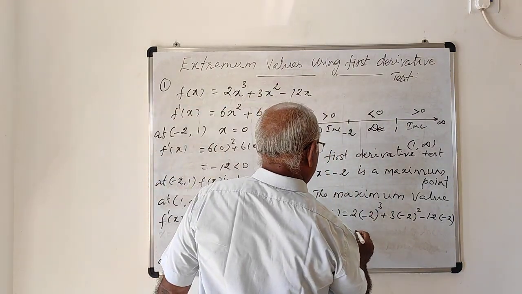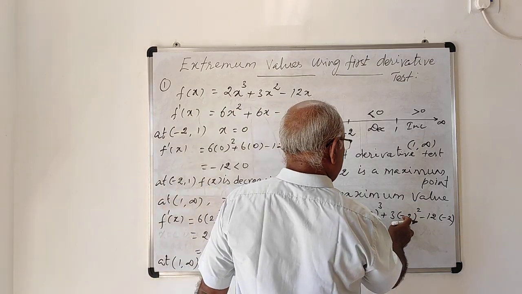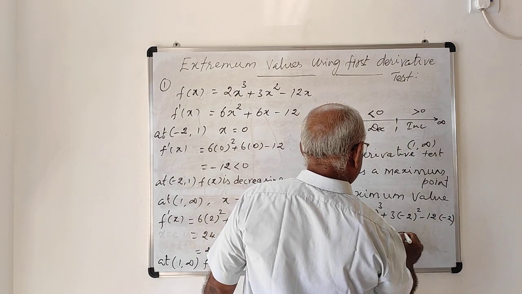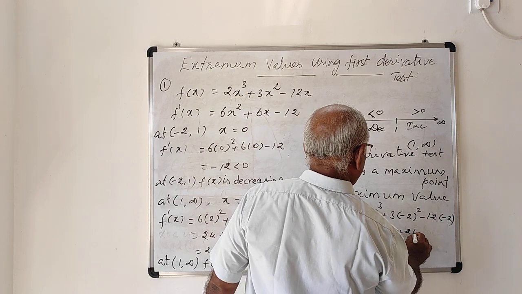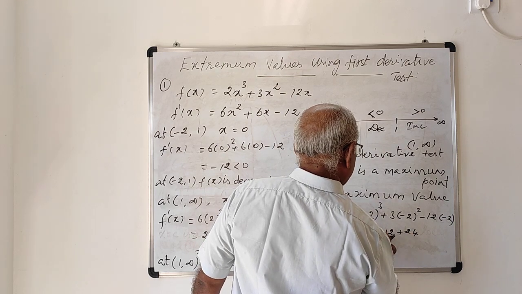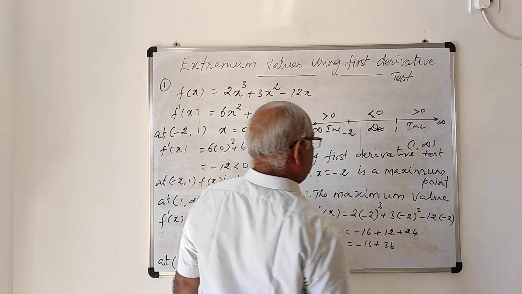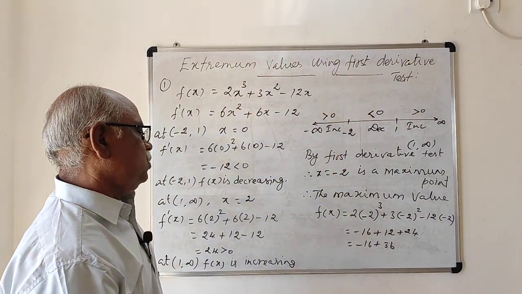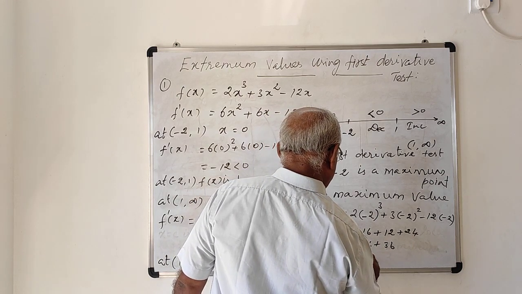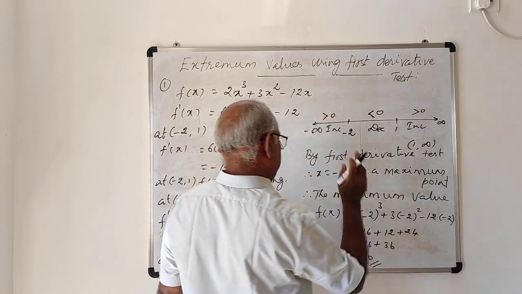8 minus 8 2 are minus 16. 2 cube minus 2 cube is minus 8 into 2 minus 16. 4 3s are 12 plus 12. And minus into minus plus 12 2s are 24. This is minus 16 plus 36. 24 plus 12 is 36. 36 minus 16 is 20. So maximum value is 20 at x equal to minus 2.